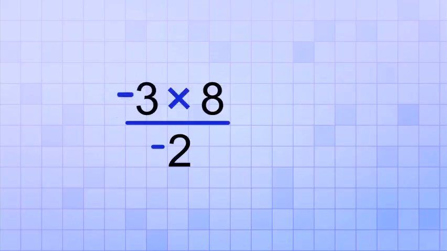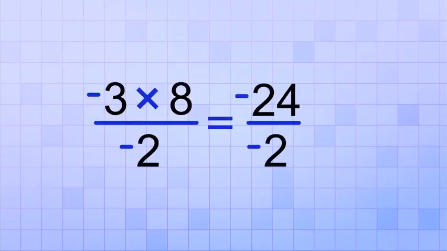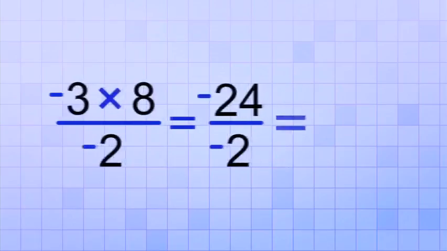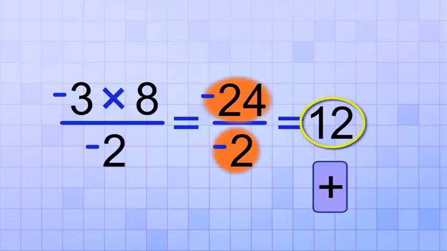Well, on the top, negative 3 times 8 is going to give us negative 24, since 3 times 8 is 24, and there's only one negative factor. And then, negative 24 divided by negative 2 is going to be positive 12, since 24 divided by 2 is 12, and we have two negatives, which means our answer will be positive.